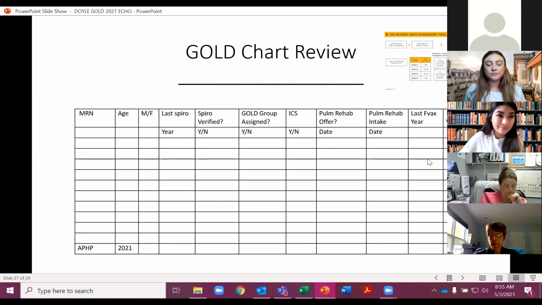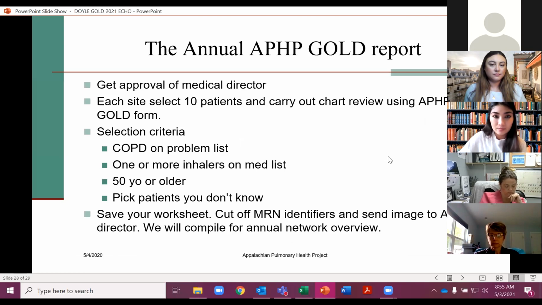You put the medical record number, and so you find, is there a slide after this? Yeah, go ahead with that. I think it has patient selection. Yeah, so the way you would do this, first of all, don't do it without getting approval of your medical director, because you shouldn't be in anybody's record without a need to know. And then pick like 10 patients. And my suggestion for picking your patients would be that they have COPD on their problem list, that they have one or more inhalers on their med list, that they're 50 years or older, and pick people you don't know.